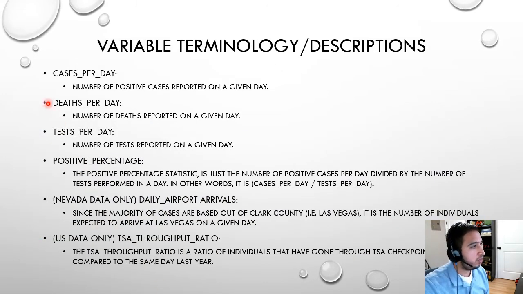So the variables included within our dataset are as follows. We have the straightforward ones of cases per day, deaths per day, and tests per day. I wanted to point out the positive percentage statistic, which is just the number of positive cases per day divided by the number of tests performed in a day. For the Nevada dataset, we've included daily airport arrivals, which are the expected number of individuals arriving in Las Vegas on a given day. And for the US dataset, we have the TSA throughput ratio, which is the number of individuals that have gone to the TSA checkpoint compared to the same day last year.